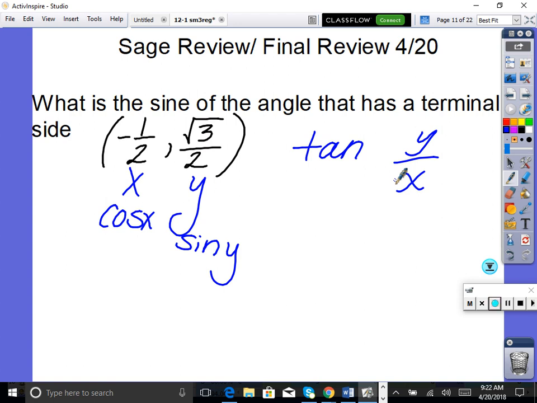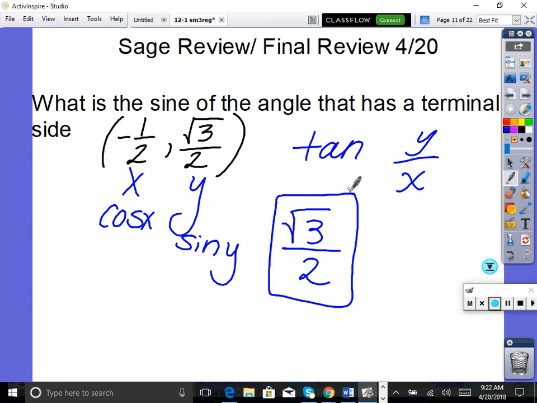Yes, root 3 over 2. You just said it yourself. Sine is the y value. So it says, what is the sine of this angle? You would say root 3 over 2. It's really that easy, but you have to know what it's asking. So hopefully helping you out.